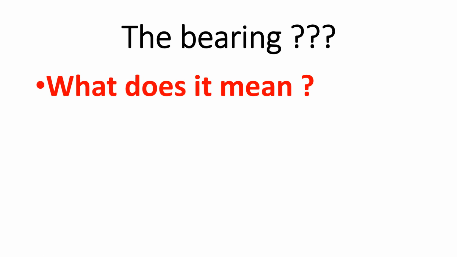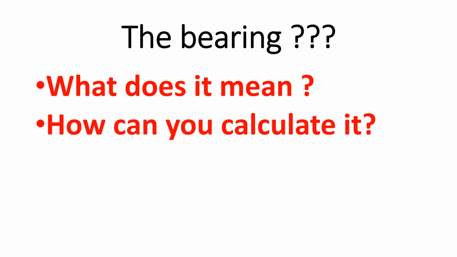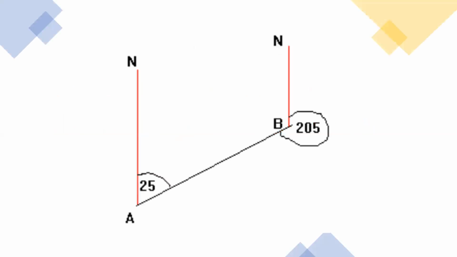What does it mean? What's the meaning of bearing? And how can you calculate it? First of all, the bearing is an angle measured clockwise from the north direction to the line between A and B, to calculate the direction between A and B.